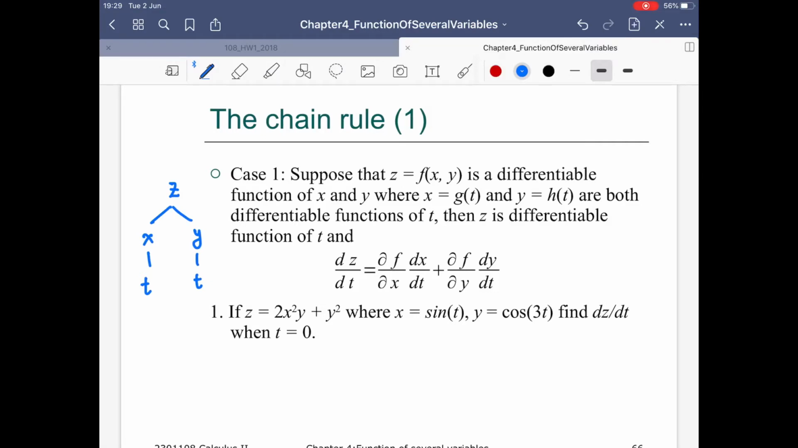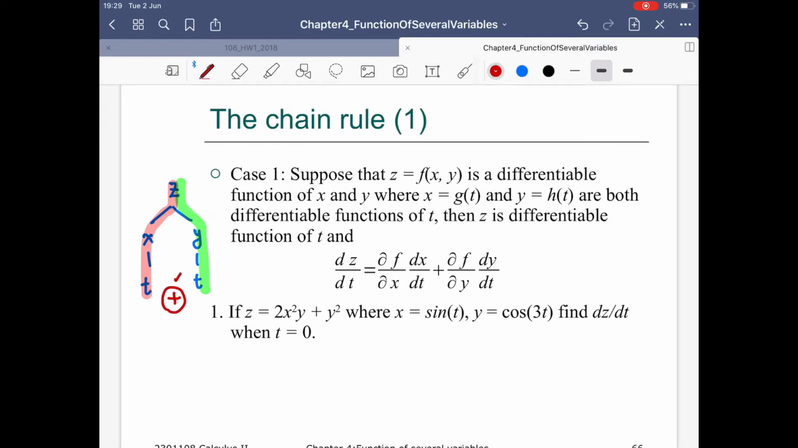If you want to find the derivative of z with respect to t, there are two possibilities. The first is to go through the red path, which is through x, and the second is to go through the green path, which is through y. For these two contributions, you are going to add them together, or let us use the word combine. You will combine both possibilities together.